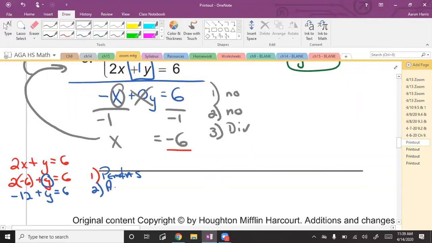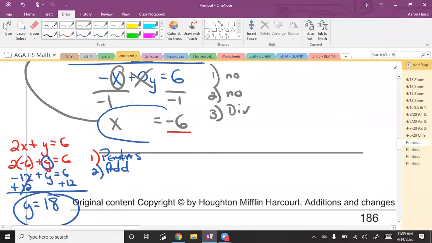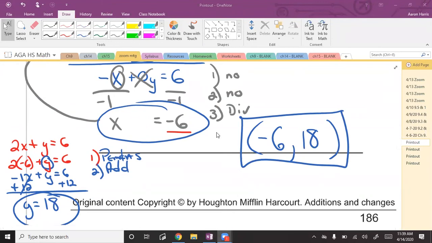Step 2, remove all addition, subtraction. I'm going to add this 12. What I do to one side, I must do to the other. So 12 and 12, 0. Don't forget your y. 6 plus 12 is what? 18. Y is equal to 18. X is equal to -6. My answer is -6, comma 18. If I graph them, that's where they would cross. Does everybody understand that?